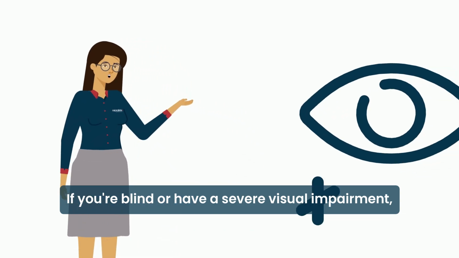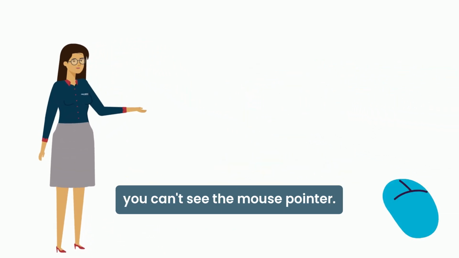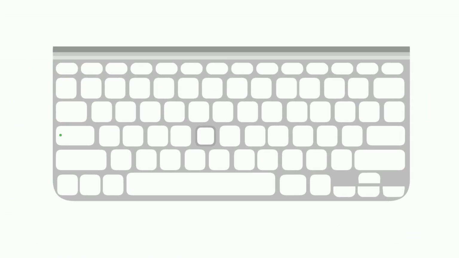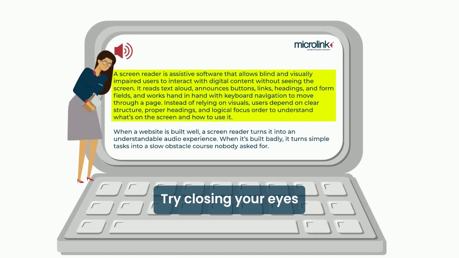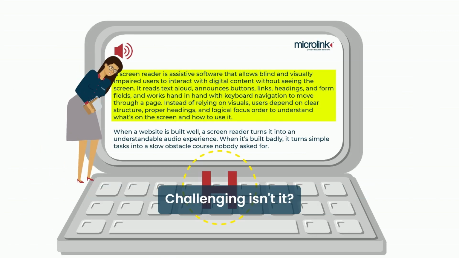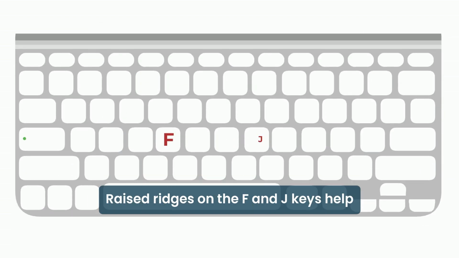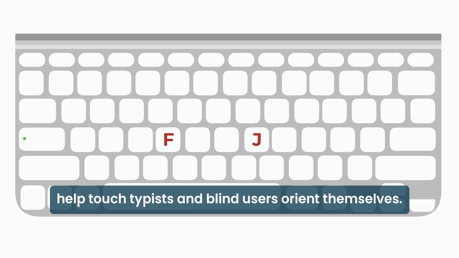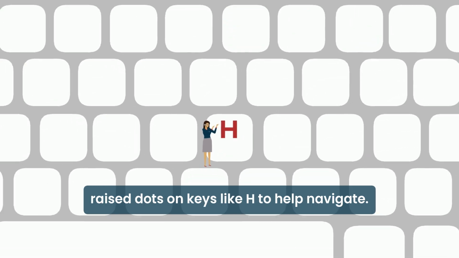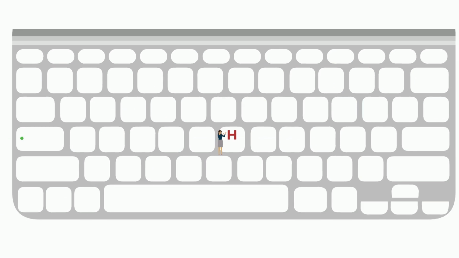If you're blind or have a severe visual impairment, you can't see the mouse pointer. So you rely on the keyboard. Try closing your eyes and finding the letter H on your keyboard. Challenging, isn't it? Raised ridges on the F and J keys help touch typists and blind users orient themselves. If you're not a touch typist, you can use raised dots on keys like H to help navigate.